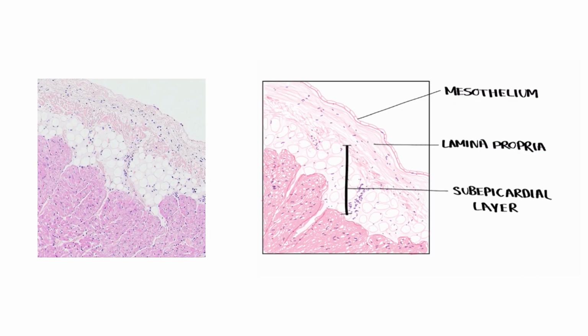It is made up of a thick layer of adipocytes, which serve to cushion and protect the heart. Within this layer, we can also find the coronary arteries.